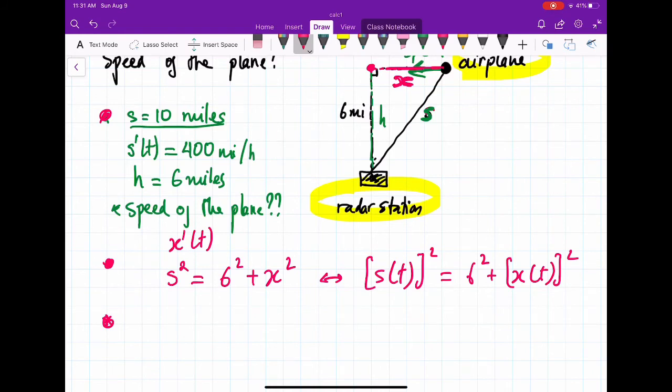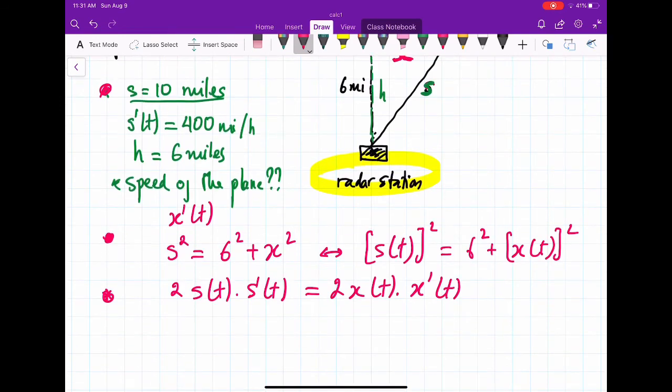Now we need to differentiate both sides of the equation using the chain rule. Is that correct? So that is the third step. I differentiate both sides of this equation. I get 2 s(t) times s prime(t) equals 0, because 6 squared is just a constant, plus 2 x(t) x prime(t). So what do we have in this case? I might simplify by 2. So I have the following equation: s(t) times s prime(t) equals x(t) times x prime(t).